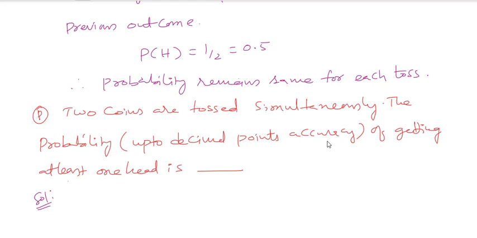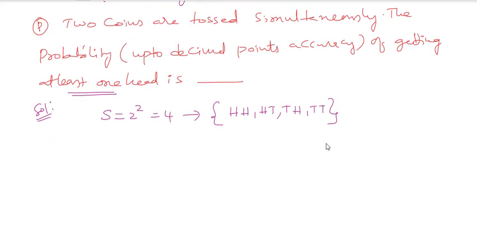The probability of getting at least one head, that I had already told you. So two coins are tossed means the sample space is 2 squared, that is 4. The sample space is what? Head, tail, head, and tail will be there. So they are taking it as at least one head. By formula you can do it, that is not a big deal. At least one head means what? At least means either one or more than one. So either one or more than one means this is one, this is one, this is one. So you'll have it as what?